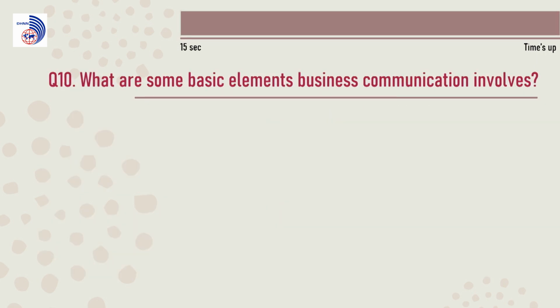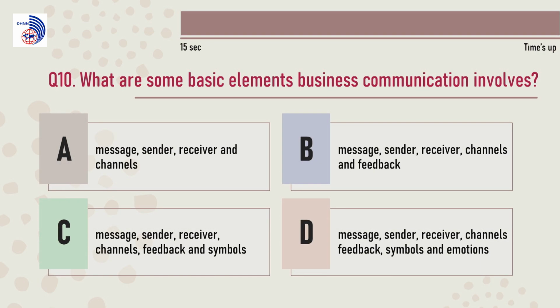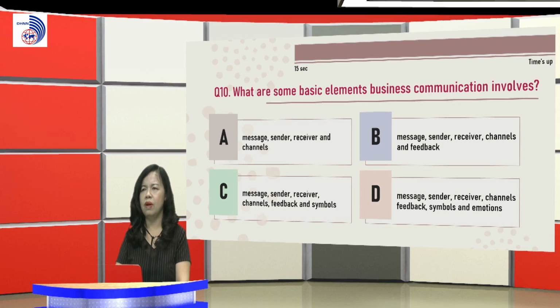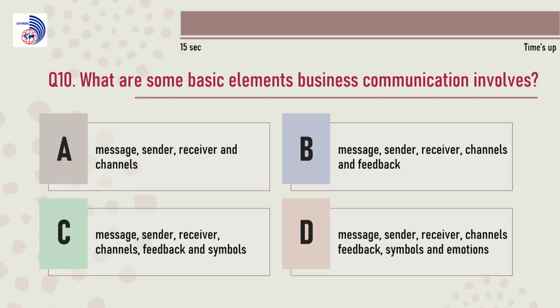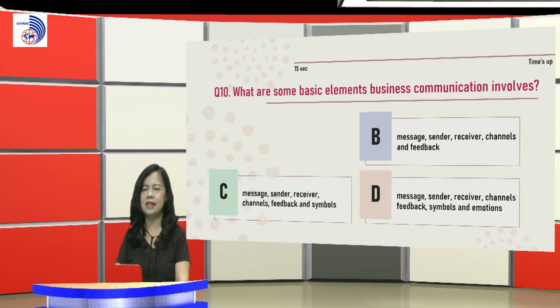The next question. What are some basic elements business communication involves? Message, sender, receiver, channel, or message, sender, receiver, channel and symbol. A, B, C, or D. And you can see 15 seconds is there for you. And the correct answer would be 1, 2, 3, 4, 5, and 6 elements. So you can see the answer is C.